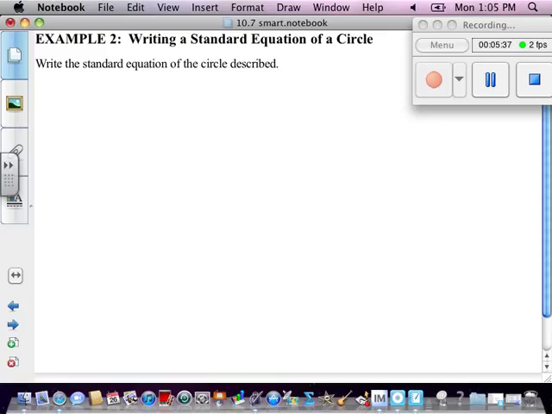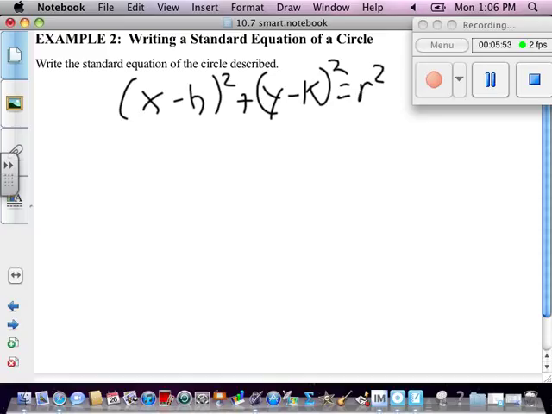Okay. So if we're looking at example 2, it gives us the center and a radius, and we've got to put it in this form: x minus h squared plus y minus k squared equals radius squared. So for example 2, it says the center is 4, -1, and the radius is 6.